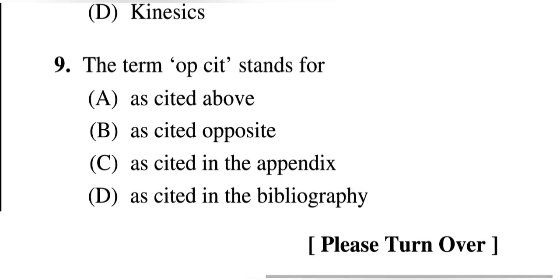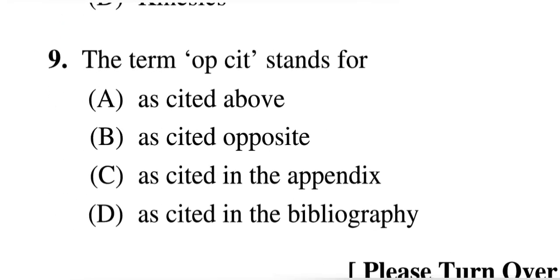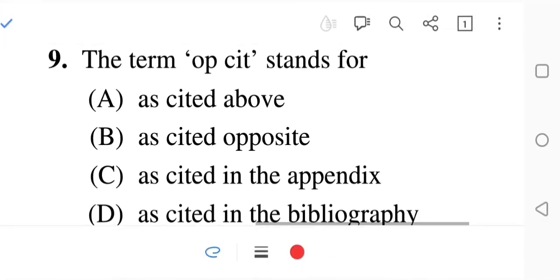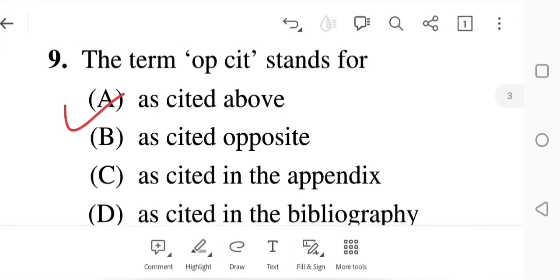Next, number 9, it says the term OPCIT, OPCIT or opposite stands for what? As cited above, as cited opposite, as cited in the appendix, as cited in the bibliography. This is also related to research. So correct answer will be A. The term opposite stands for as cited above.